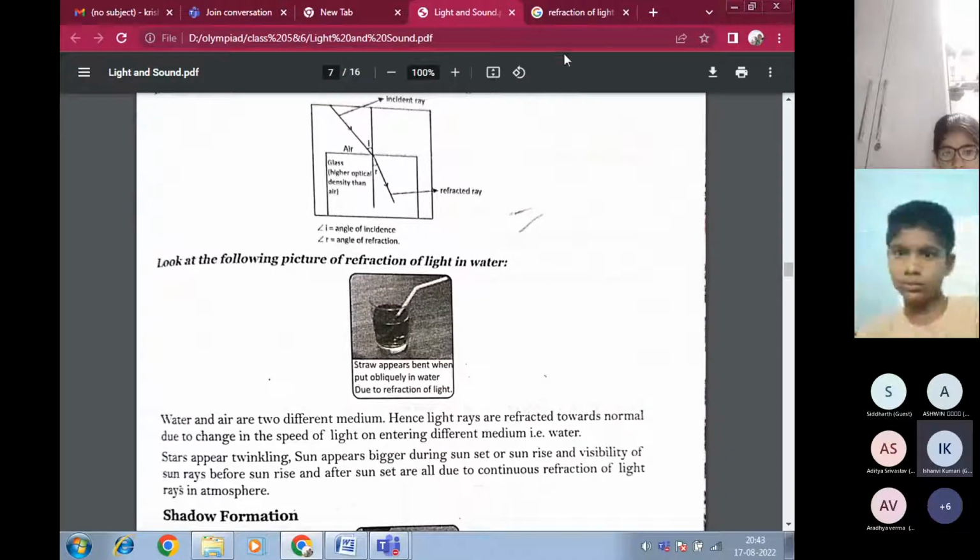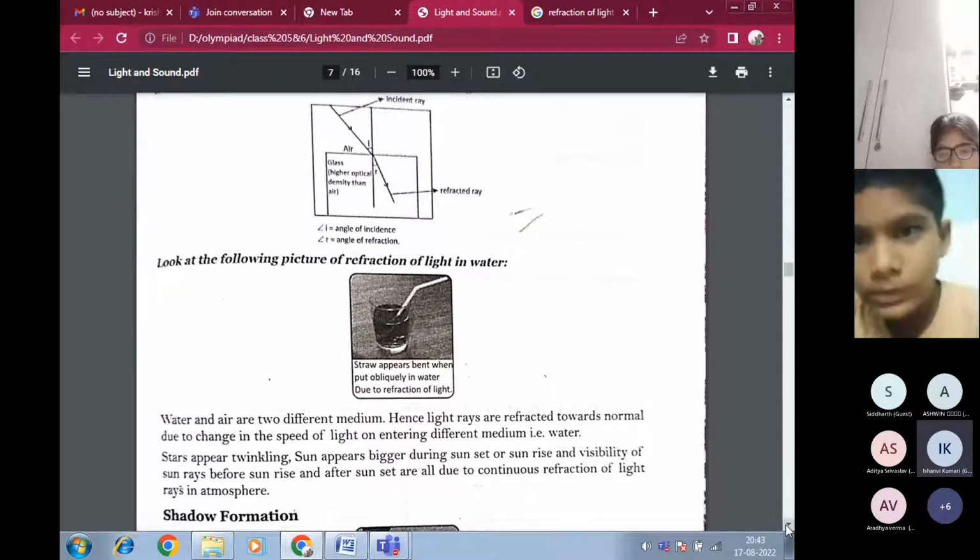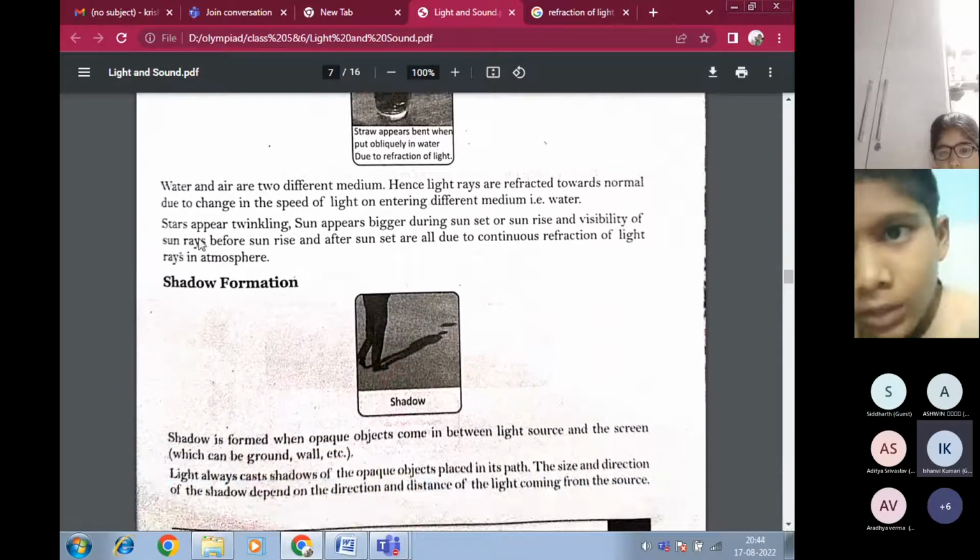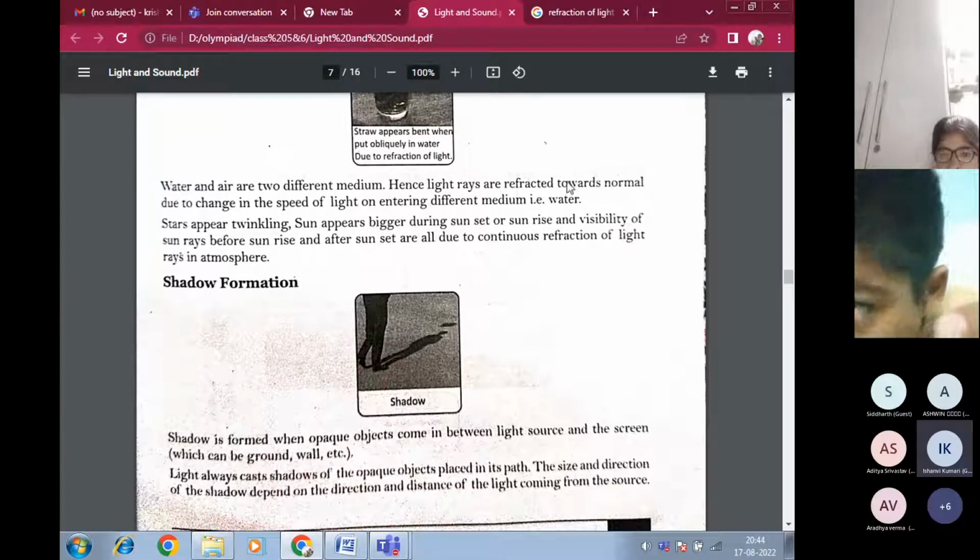Even, for example, a straw. A straw appears to be bent when you put it into the water. So the reason is the bending of light. Water and air are two different media. Hence the light rays are refracted towards the normal due to the change in the speed of light.